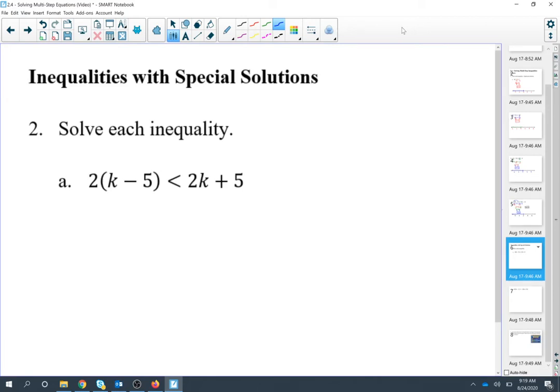Example 2, inequalities with special solutions. So 2a, solve each inequality. Let's see what happens. For letter A, I'm first going to simplify the left-hand side of my equation. So I'm going to distribute my 2. That's going to leave me with 2k minus 10 is less than 2k plus 5.